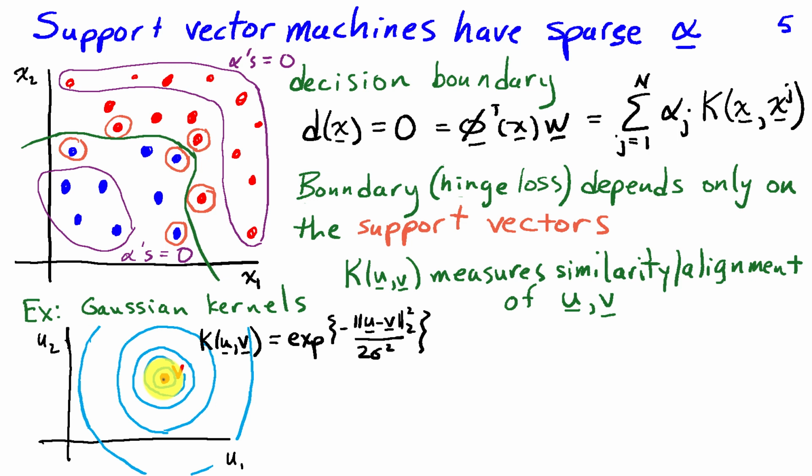So if I have a point v here, centered on that point, I have high values. If I go in directions u far away from v, the 2 norm squared increases, which makes this exponent argument more negative, and therefore the value gets smaller. So we can think of this as a bump or a raised surface that has circular contours and Gaussian cross sections. So in this case, it's telling us how close u and v are together.